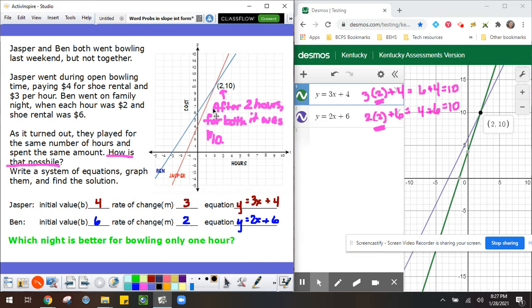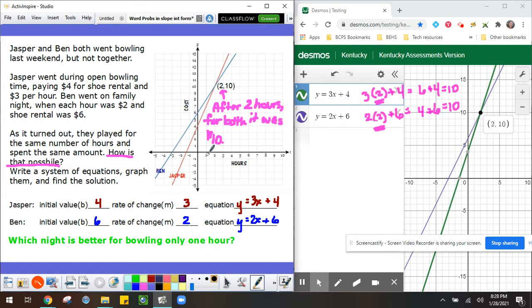So in pink, I've written after 2 hours for both, it was $10. That's how I would write a sentence with words because word problems get word answers. You can see I've already filled in the blanks with the same stuff I had on the previous page, but I have another bonus question down here that you can get from the graph. Which night is better for bowling only 1 hour? And I think most people would agree better means less money. Which night is better for bowling only 1 hour?